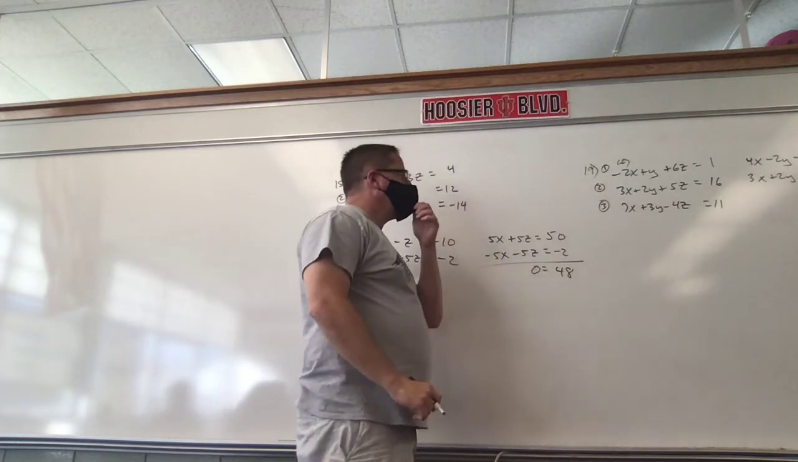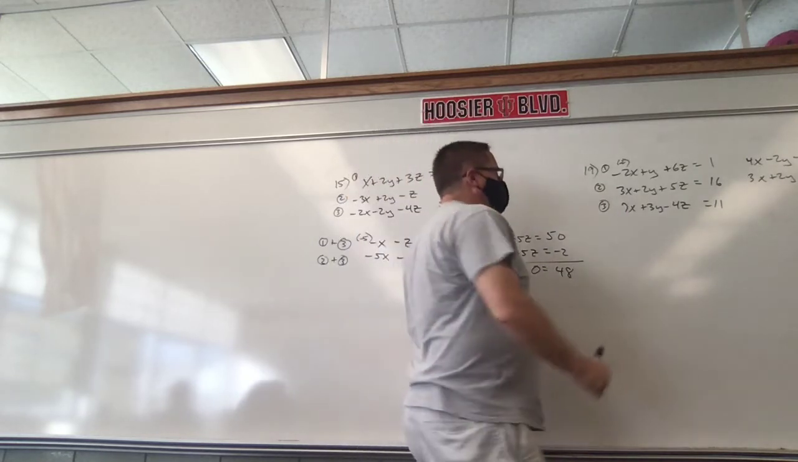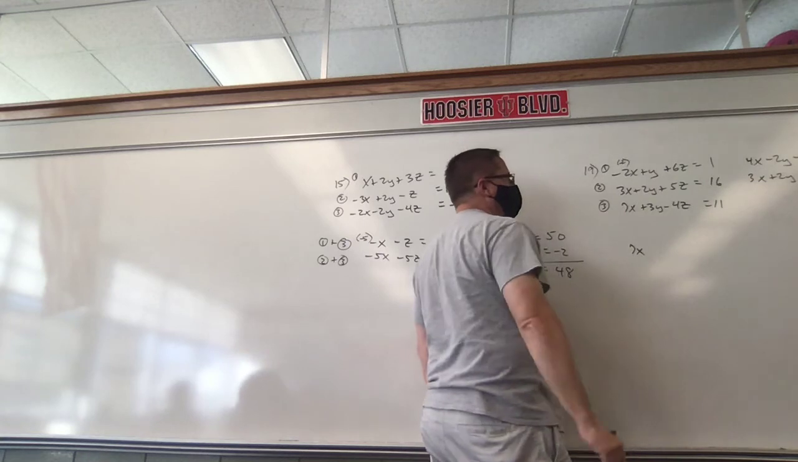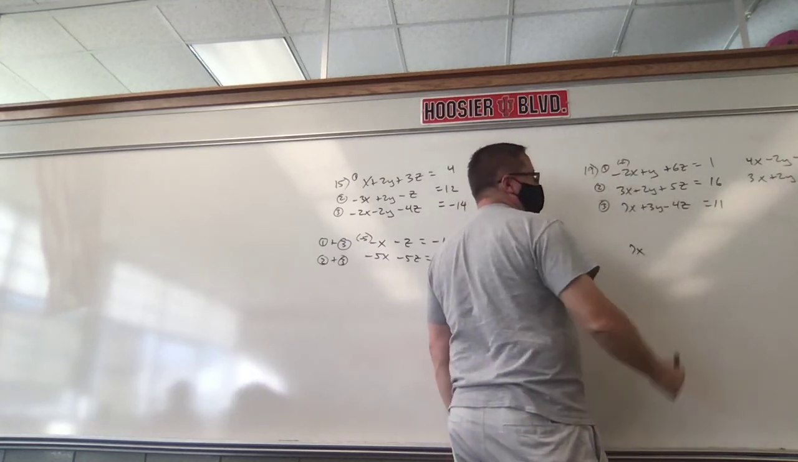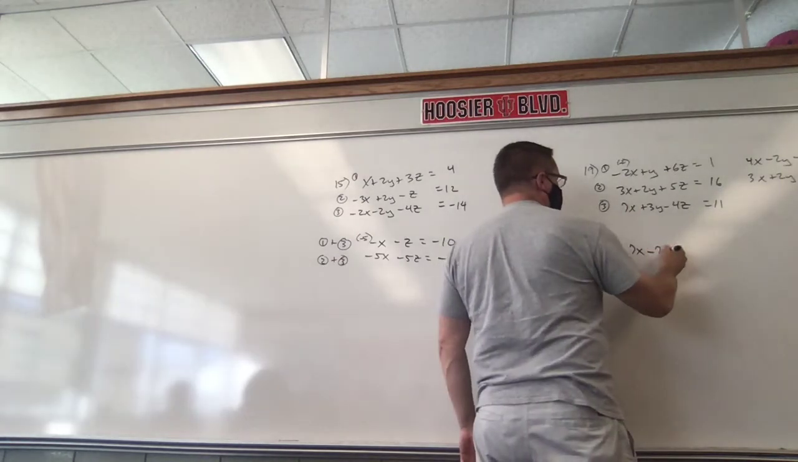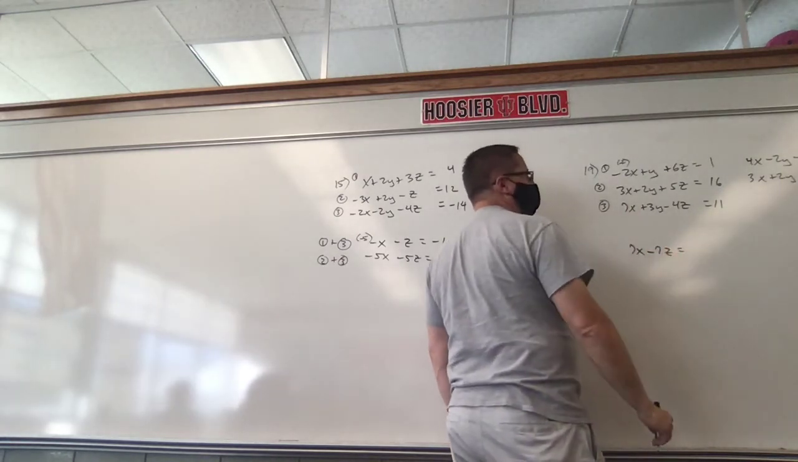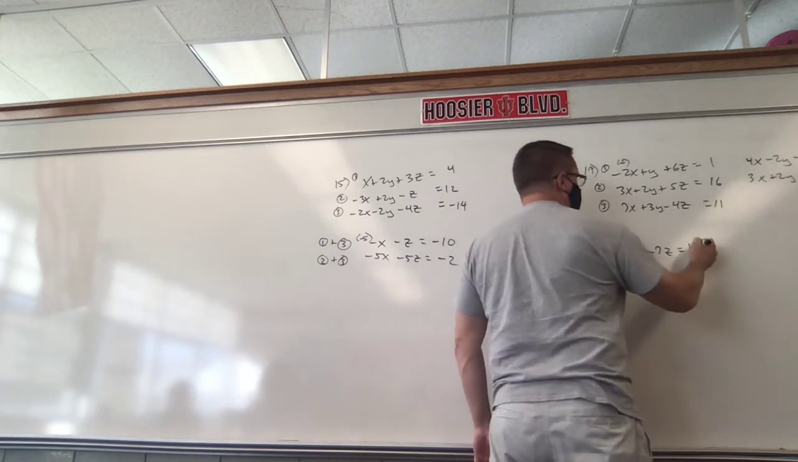Okay. Now if we add them up, I'm going to get 7x. 2y and negative 2y, those cancel. Negative 12 and positive 5 is negative 7z equals a negative 2 and a positive 16 is a positive 14.